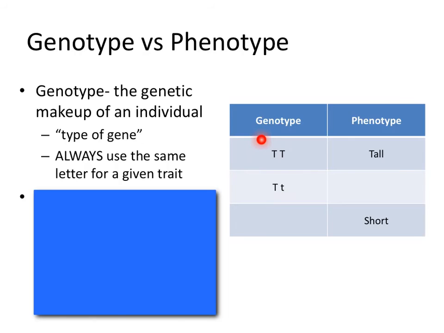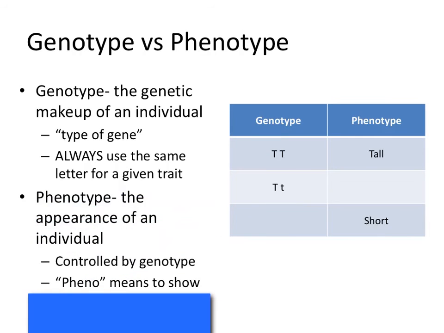Versus phenotype is what you actually see. The phenotype is the appearance of an individual. The phenotype is controlled by the genotype, so based on what kind of genes you have, that decides if you're going to be tall or short or whatever. And it comes from the Greek, pheno means to show, so this is what actually shows through.